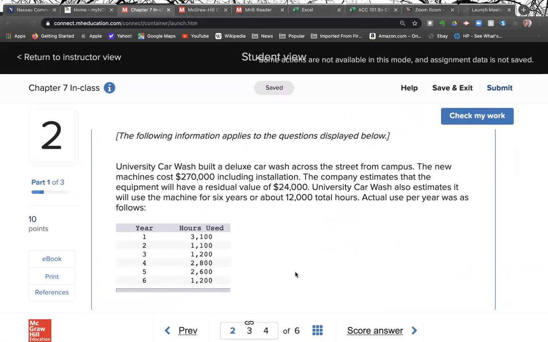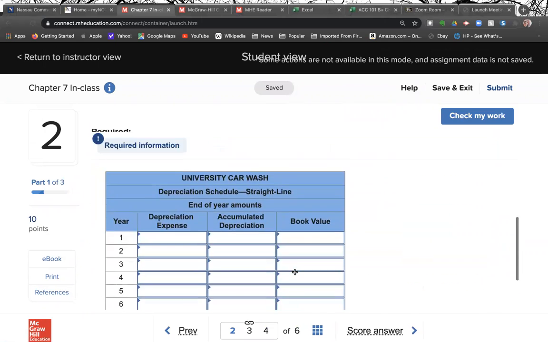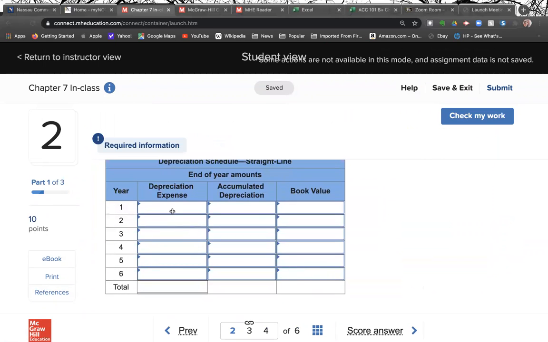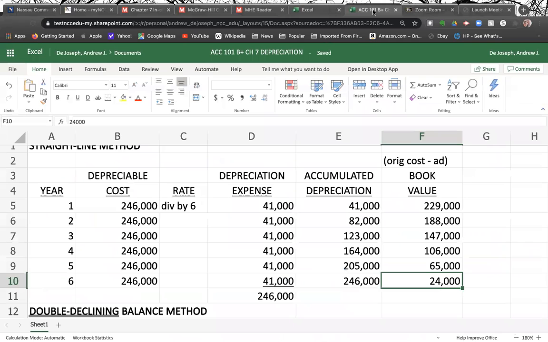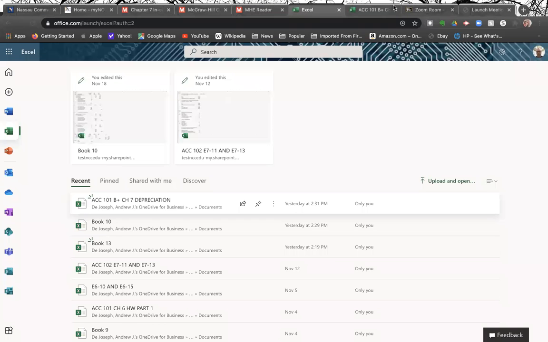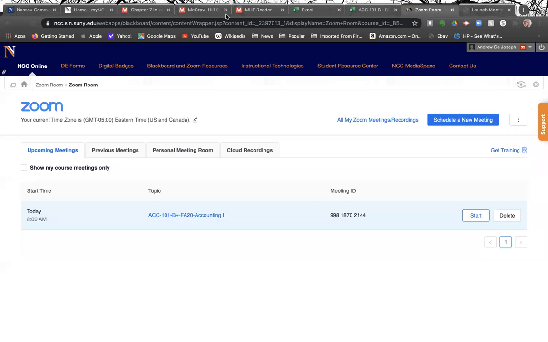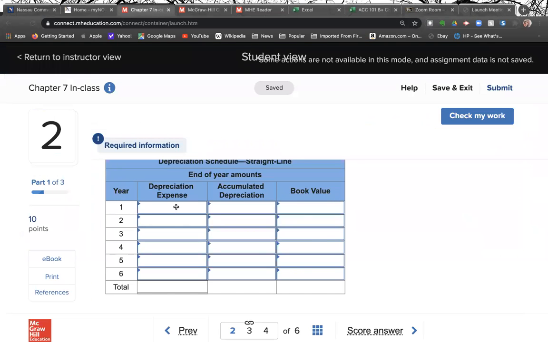So here's the problem. Notice this is what they give you, and this is what they want you to give them. This is great, except there's no way you can get to this without this. So what do they want? They want the depreciation expense. The depreciation expense was 41,000.